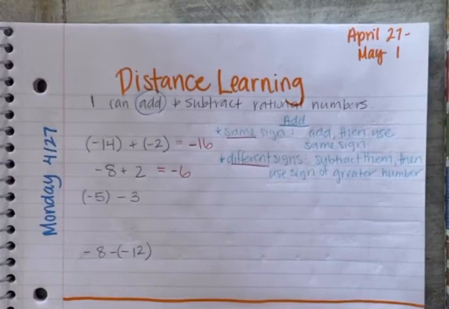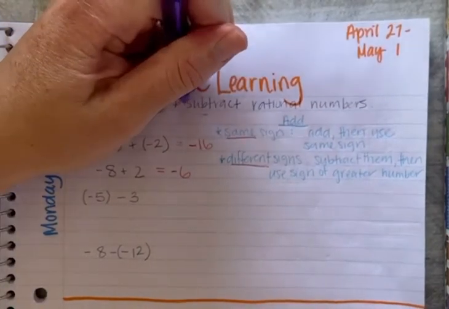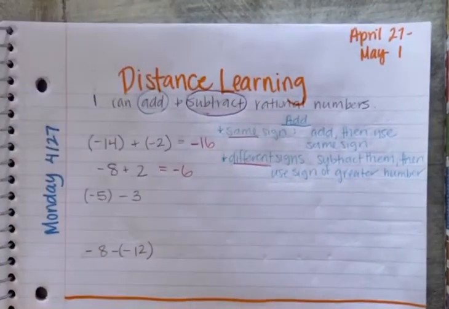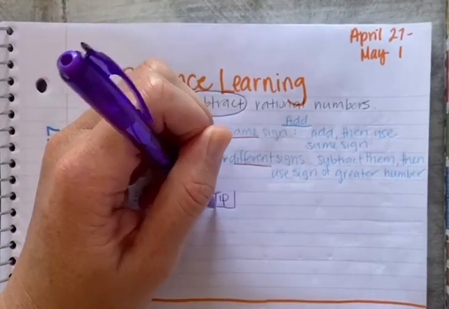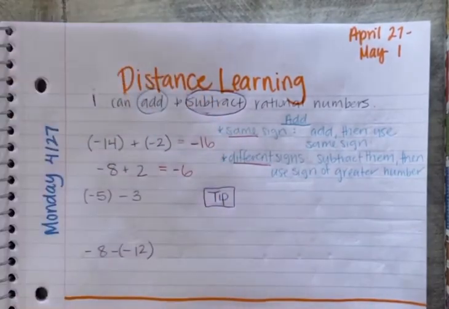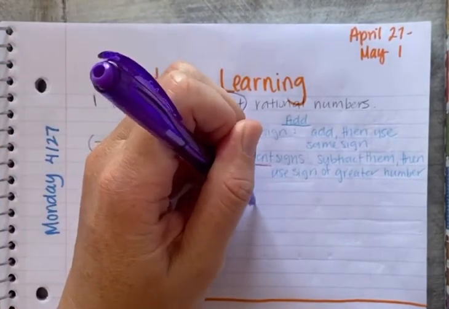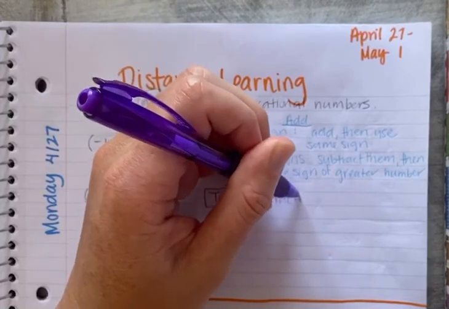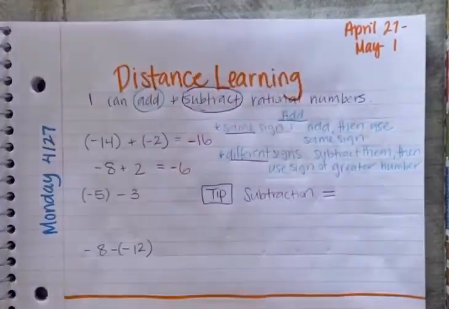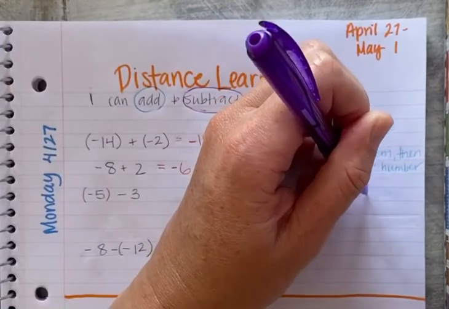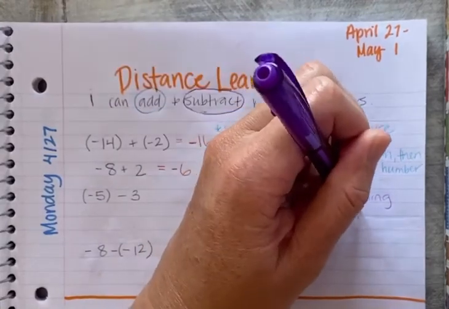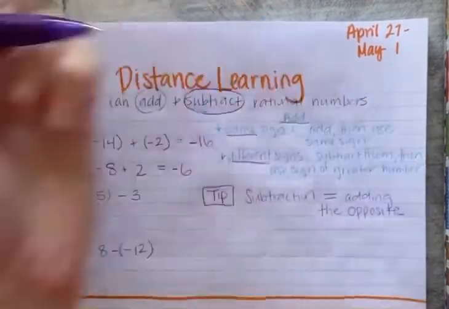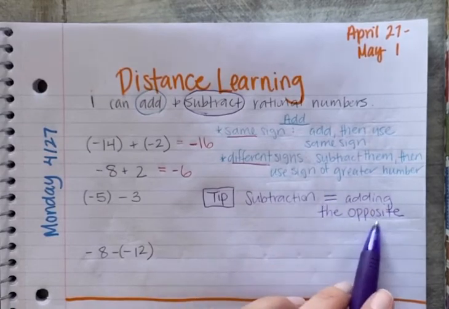Now, what about with subtraction? When we subtract positive and negative numbers, we have to remember something really important. So this tip, put a box around it. Subtraction is the same as adding. Hopefully you're saying it with me, adding the opposite. So subtraction is the same as adding the opposite.